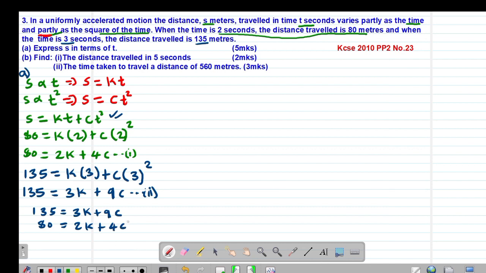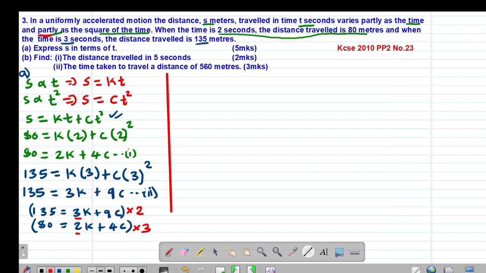So I want to use the elimination method. That simply means that one term has to be constant, so that when you subtract you get 0. To achieve that, I'm going to eliminate k. Therefore, I'll multiply the first equation with the coefficient of k for equation 2, which is 2. Then I'll also multiply the second equation with the coefficient of k for the first equation, which is 3, so that I can balance the values of k.